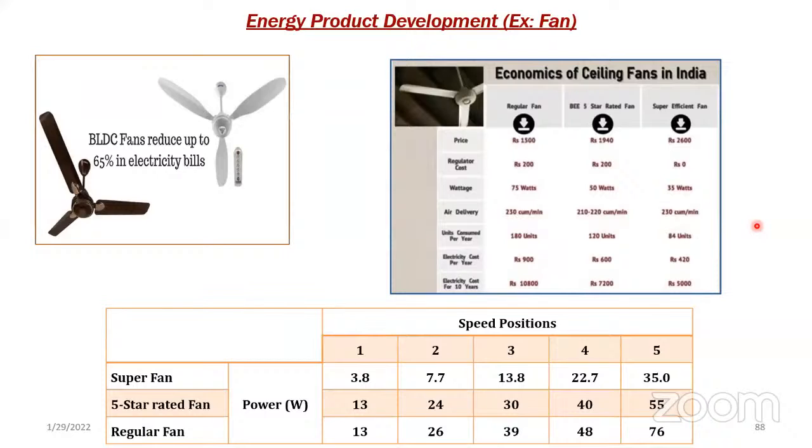Suppose a student wants to produce an energy efficiency product, or wants to become an entrepreneur or an industrialist, is it possible? Yes, it is possible. You can see this is the BLDC fan, which is manufactured in Coimbatore. The first person who manufactured the BLDC fan in Coimbatore, the name is Super Fan. An ordinary fan will take 76 watts of power, whereas this fan will take 35 watts at the 5th speed. And it is remote control operated, and it saves more energy.